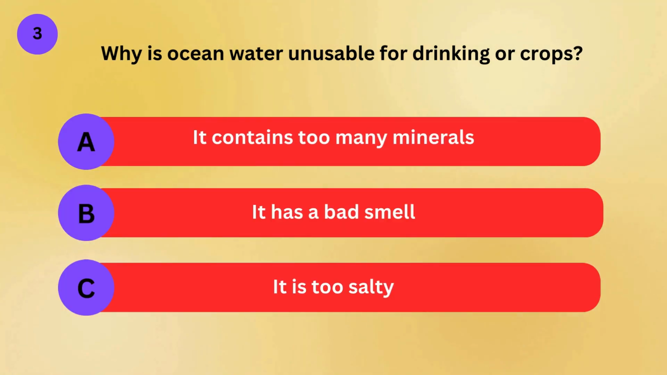Why is ocean water unusable for drinking or crops? It contains too many minerals. It has a bad smell. It is too salty.